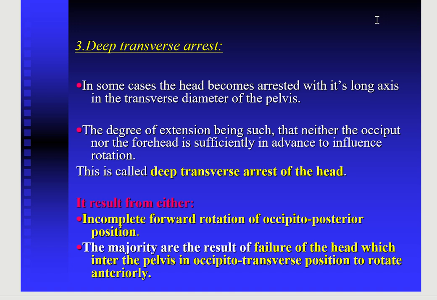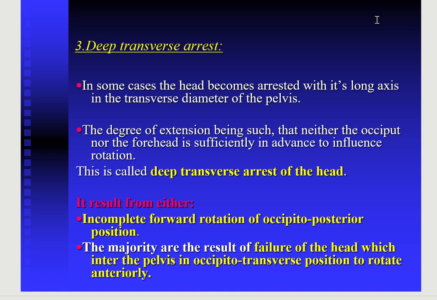Deep transverse arrest is also a complication of the occipitoposterior positions. In that case, when there is a long anterior rotation, that is 3/8 of a circle, sometimes the head becomes impacted in the mid pelvis and is unable to rotate to come into the anterior position, and it becomes arrested in the transverse position. In that case there will be a delay in the progress of labor, and it is usually diagnosed during the course of labor.